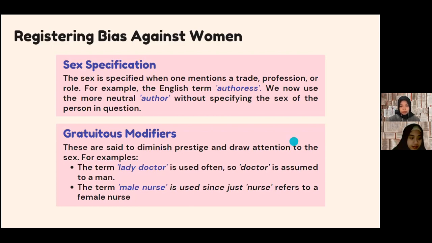The second is gratuitous modifiers. These are said to diminish prestige and draw attention to the sex. For example, the term lady doctor in the hospital is used often, so doctor is assumed to be a man. This makes women feel that while it is normal for men to be doctors, it is not for women. And the term male nurse is used, since just nurse refers to a female nurse.